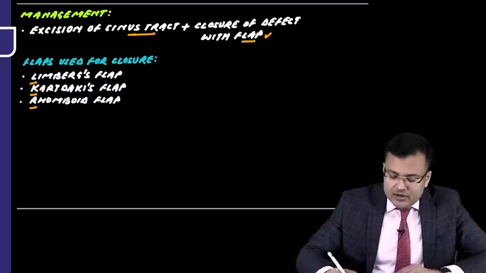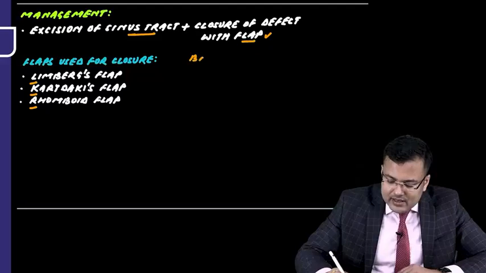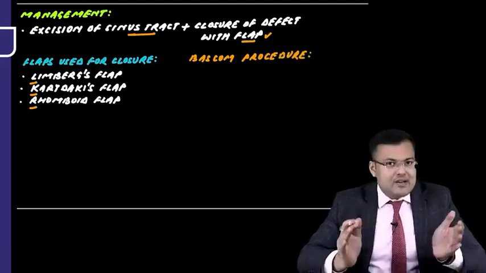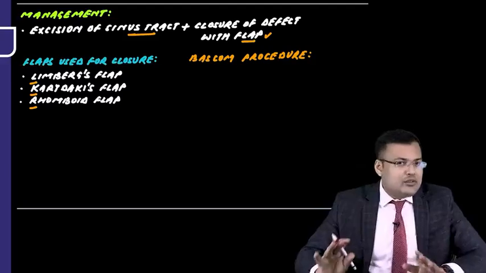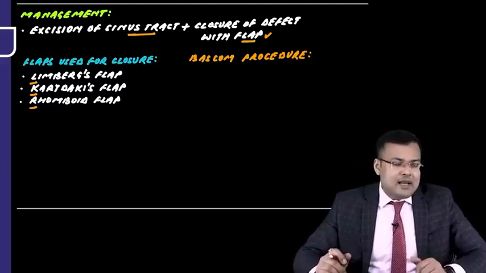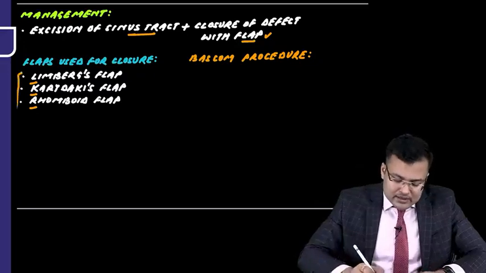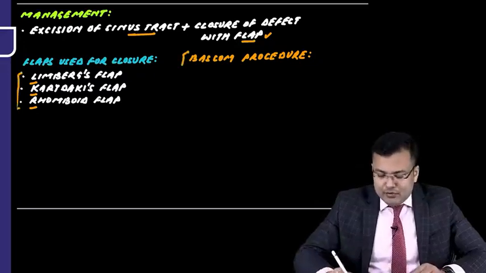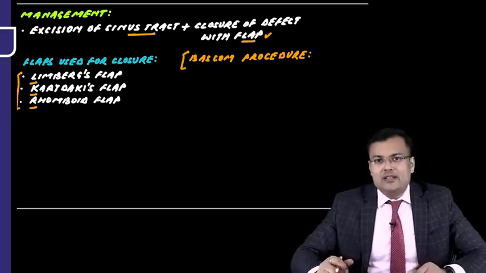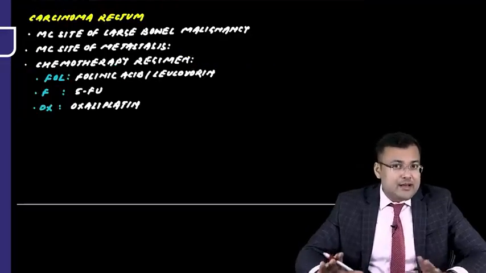There is a procedure which is used in pilonidal sinus, and that is Bascom procedure. In this Bascom procedure, what we are going to do, we are going to excise the tract and we are going to close the defect. So these are the names which are important. Limburg's flap, Karidaki's flap, rhomboid flap. These are the flaps which are used, and the name of procedure, that is Bascom procedure, which is used for pilonidal sinus.